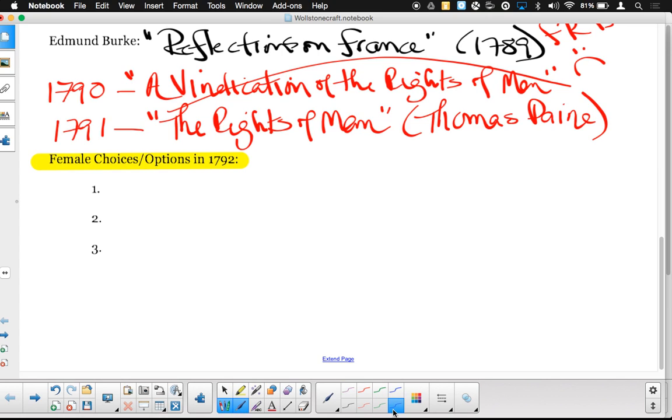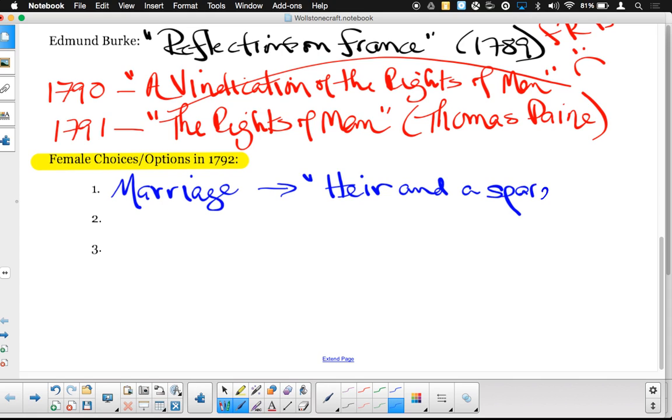One would be that women could get married. And then the job at that point is to produce kids. Not just any kids, an heir, a male heir, and a spare. And that would mean male for both. I mean, that's the line of the day. You need to have 2 boys so that the family name can continue.